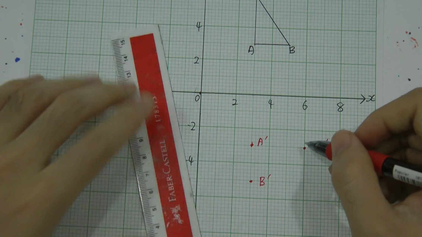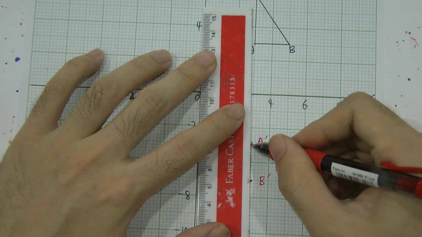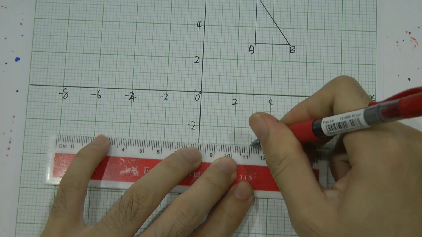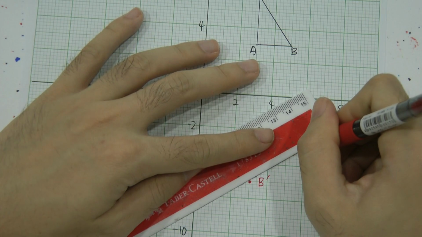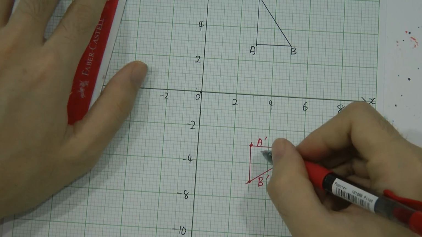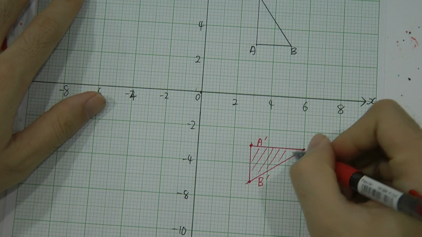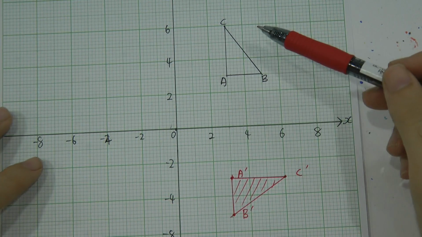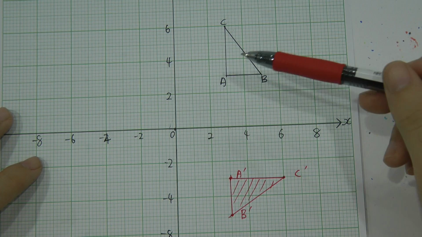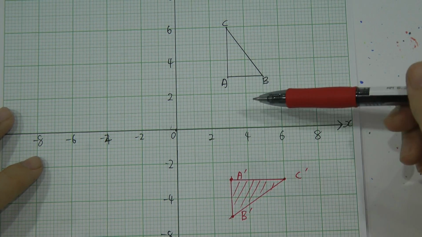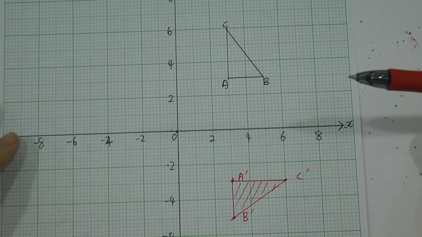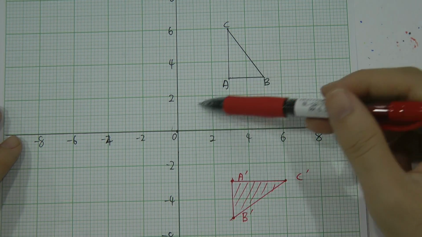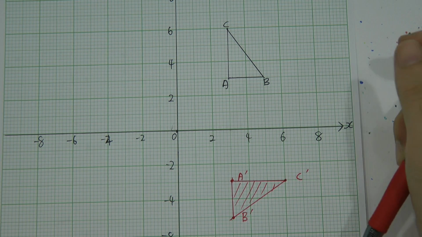After that, what you do is very simple. You connect them. And then you will get the image for ABC under the rotation 90 degrees clockwise about the center 0, 0. I mean this one rotated. Actually you can connect, you can see every part is 90 degrees.